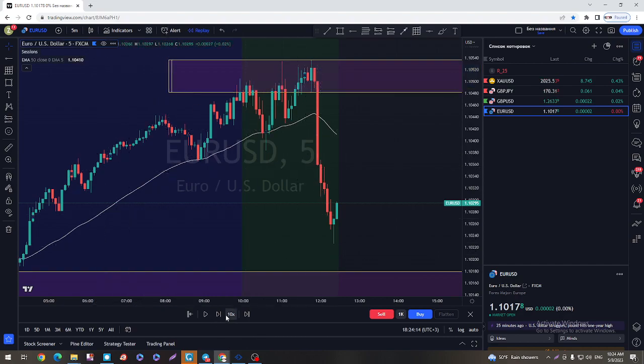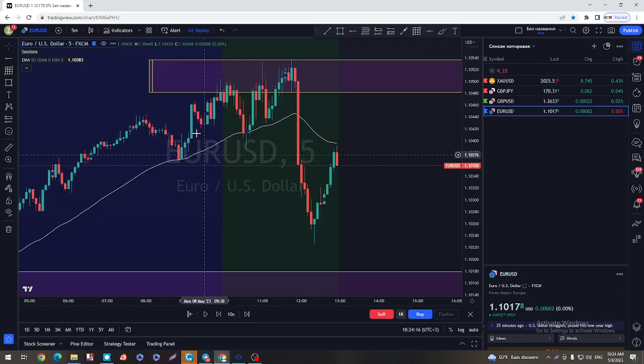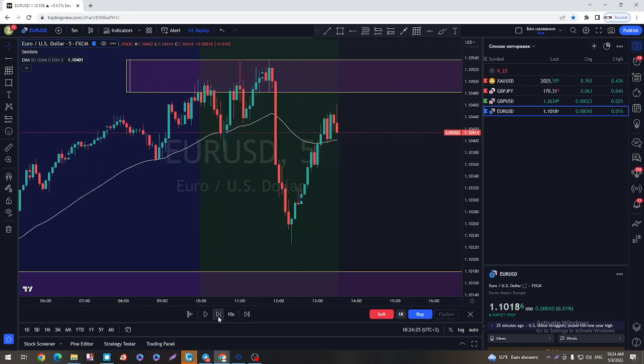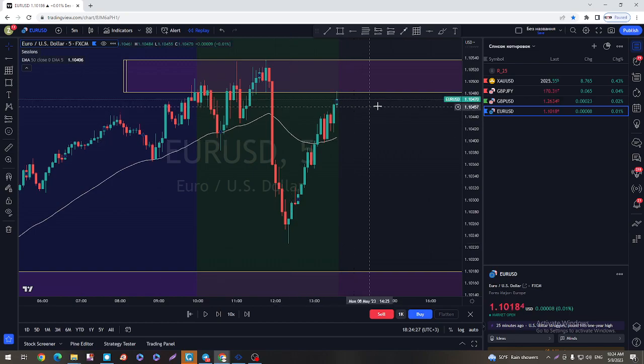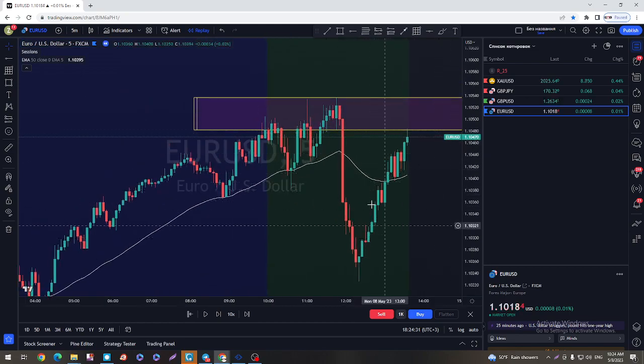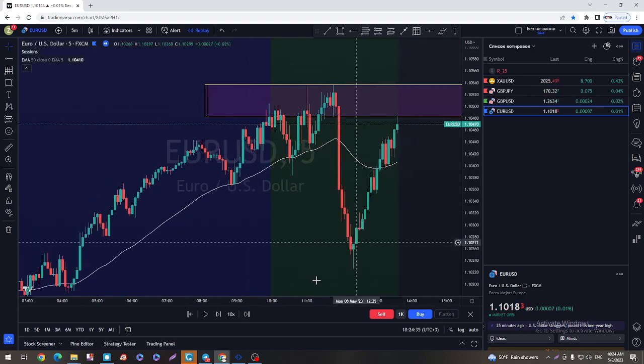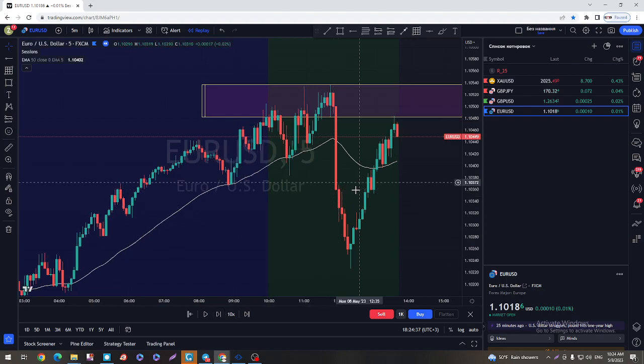So what I was just waiting for, due to the fact that I already messed up this entry, I was saying I'm gonna wait to see what's gonna be here, and my entry is very simple, guys. I'm waiting as a confirmation for a bullish or bearish engulfing. It depends where it comes. In this case, it's gonna be a bearish engulfing. So what do we see here?